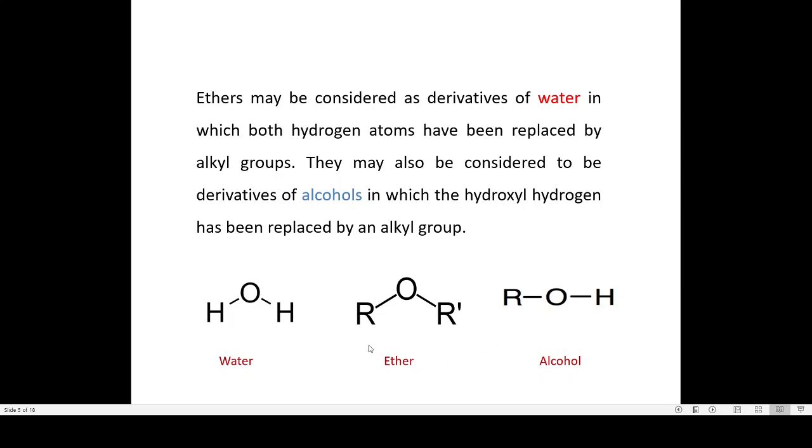So, when we come to the nature of ether, the ether is linked to alkyl groups on either side and comparatively it is inert. However, due to the presence of a lone pair of electrons on the oxygen, it behaves like a Lewis base and forms addition compounds with mineral acids.